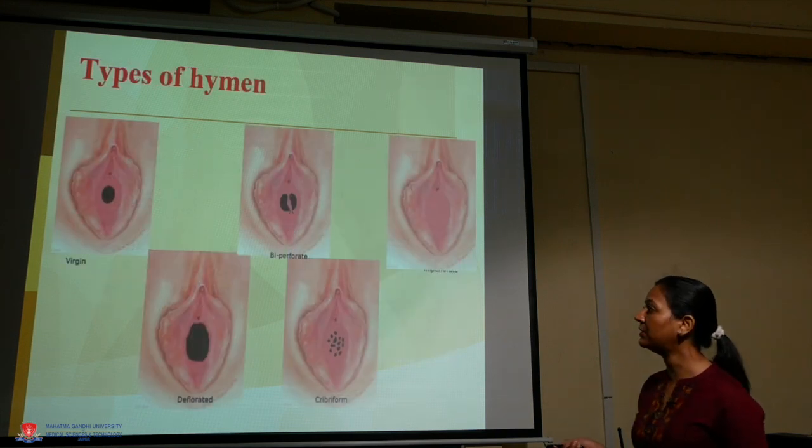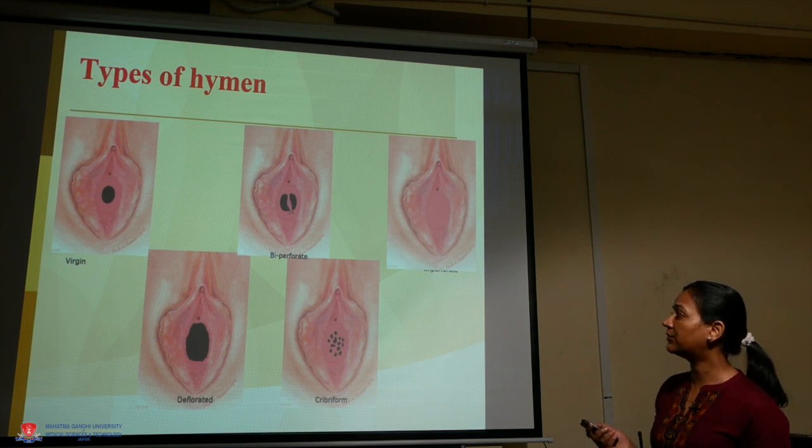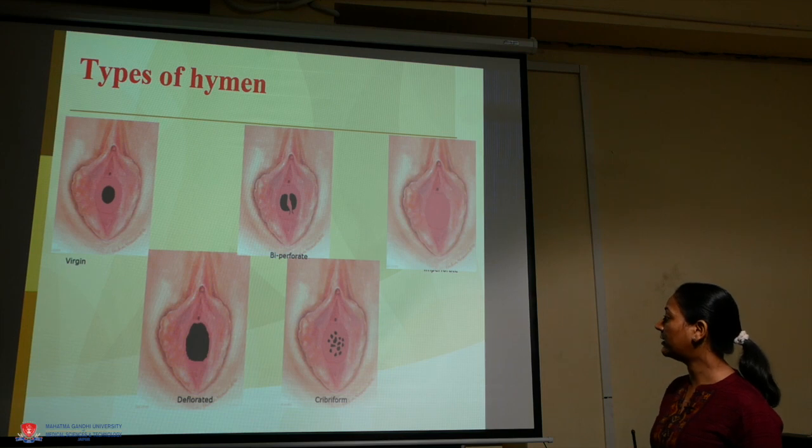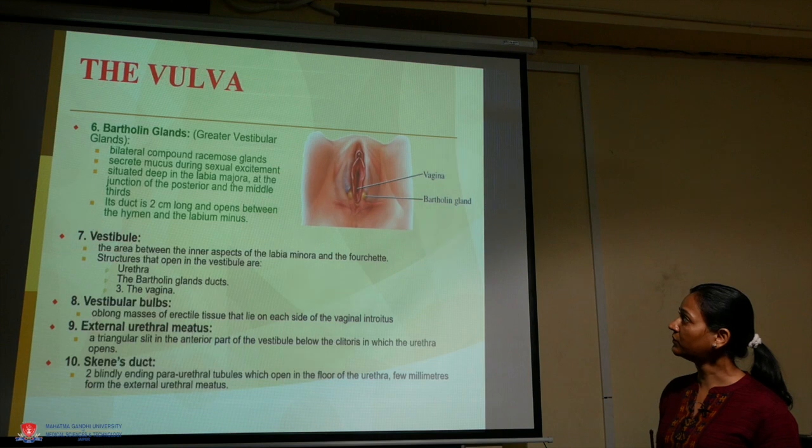There are types of hymen. This is in the virgin. Then it can be biperforate, it can be deflorated, it can be cribriform, or it can be imperforate hymen.